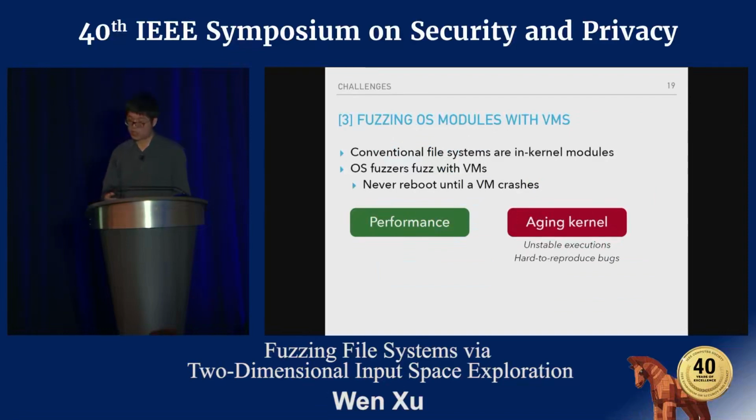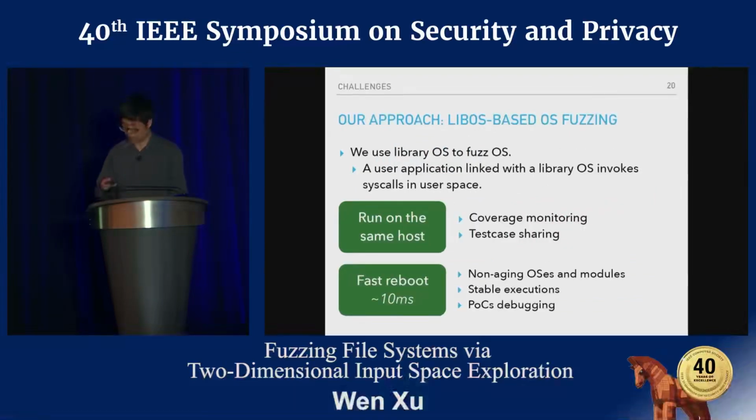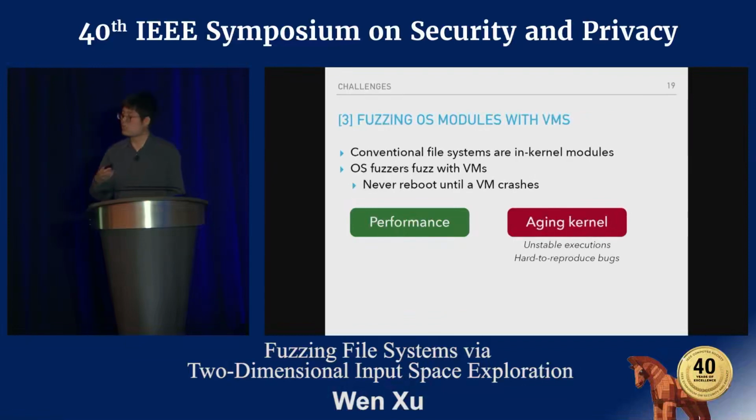And the third challenge of file system fuzzing or OS fuzzing is that existing system call OS fuzzers all fuzz the target OS in a virtual machine normally. And then they never reboot because rebooting or reverting a snapshot takes a lot of time. However, this brings a very serious side effect: they keep using an aging kernel unless the kernel crashes. And then it will lead to unstable kernel execution. And also the bugs are a result of hundreds of thousands of system calls invoked in the past, which makes the bugs very hard to reproduce.